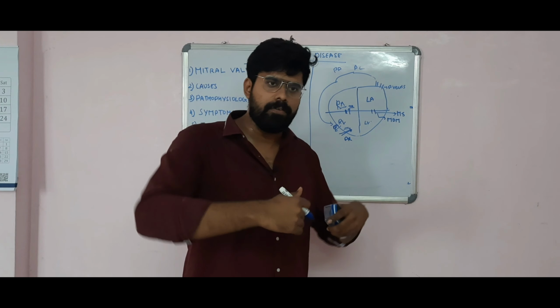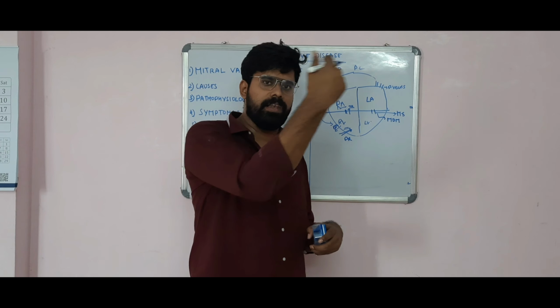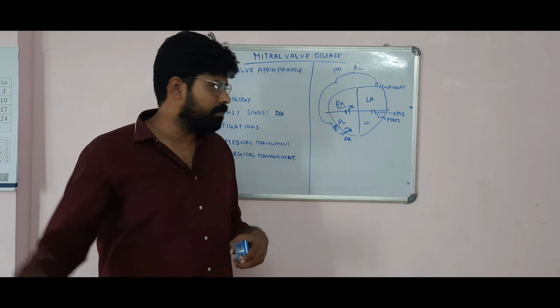And following the opening of the mitral valve, which usually occurs only in mid-diastole, that is when you get a flow from the left atrium to the left ventricle. So we have a mid-diastolic murmur.